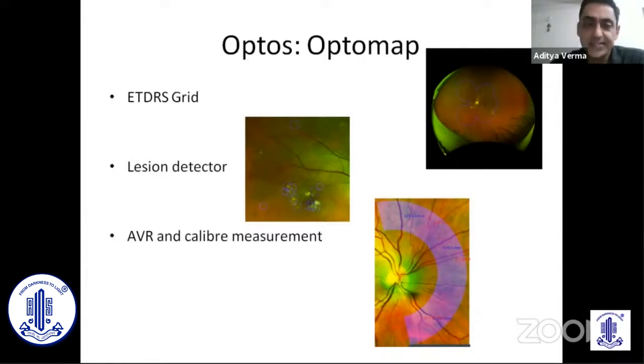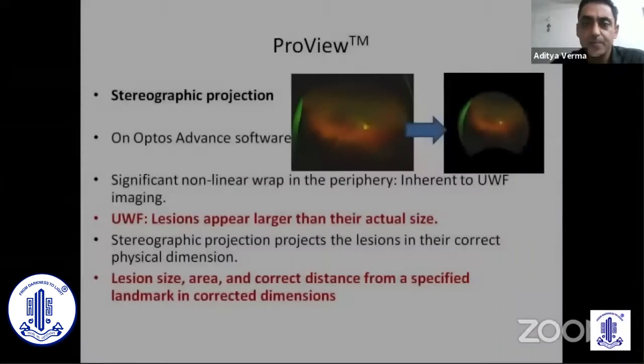Lesion detector detects the presence of microaneurysms and hemorrhages, and this is very important because we now know that hemorrhages and microaneurysms are the lesions which are the most important predictor for diabetic retinopathy severity as well as progression over time. The AVR and the caliber measurement can be done in a particular section of the retina, and the caliber of the vessels in exact millimeters can be given by this.